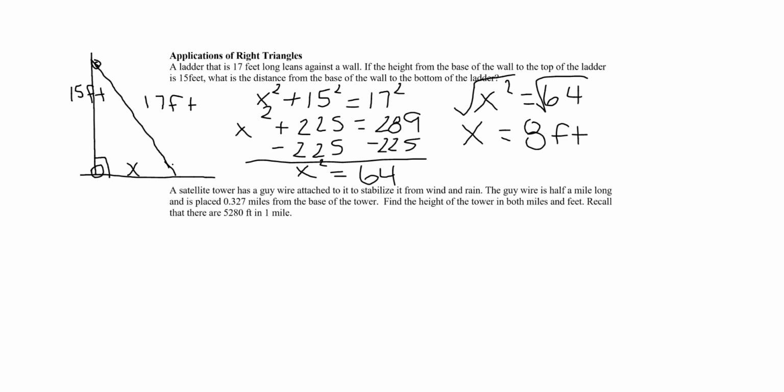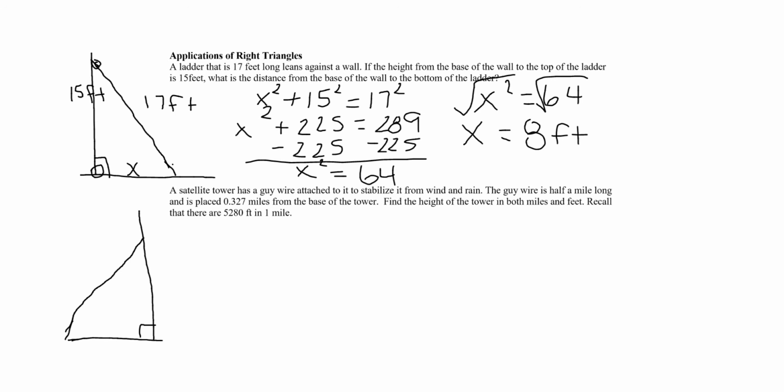All right, our second one. This time we have a satellite tower that has a guy wire attached to it to stabilize it from wind and rain. So remember, you see those tall cell phone towers, they always have the wires attached to them to help stabilize them because they get pretty tall and unstable. So we have, here's our tower. And then here is the wire attached to it, and it goes down to the ground. Pardon my drawing skills. Here's our right angle.